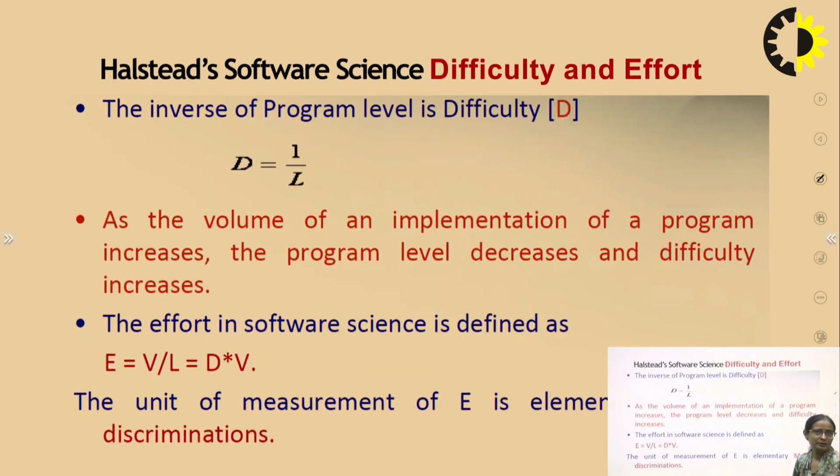Another important metric is difficulty and effort. The inverse of program level is difficulty, that is D is equal to 1 by L. As the volume of an implementation of a program increases, the program level decreases and difficulty increases. And what is effort? Effort E is equal to V divided by L, and since the relationship between D and L is inverse, we can say that E is also equal to D into V. The unit of measurement of E is elementary mental discriminations.